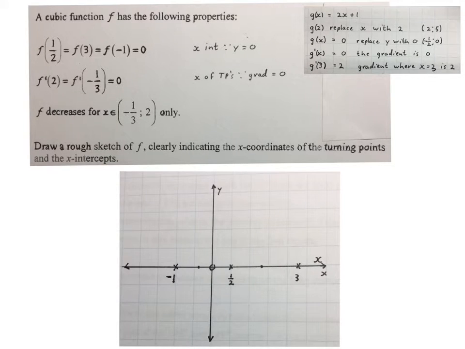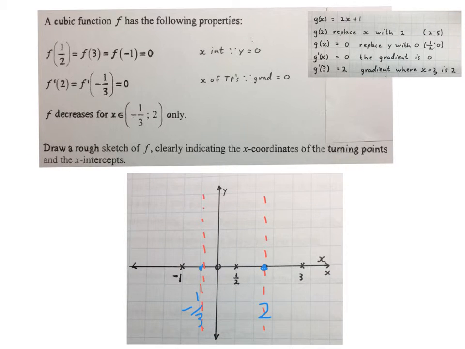I drew a set of axes on a Cartesian plane. So here's my x-axis, there's my y-axis. Because I know that my x-intercepts are these numbers, I already indicated them on here. Then another thing they said is where x is 2 and x is minus a third, something will happen. Because they are telling me stuff about the gradient at these two x values, I drew a dotted line here at x is 2, another one where x equals minus a third, because something is going to happen over there. And they said the gradient is 0 over there.